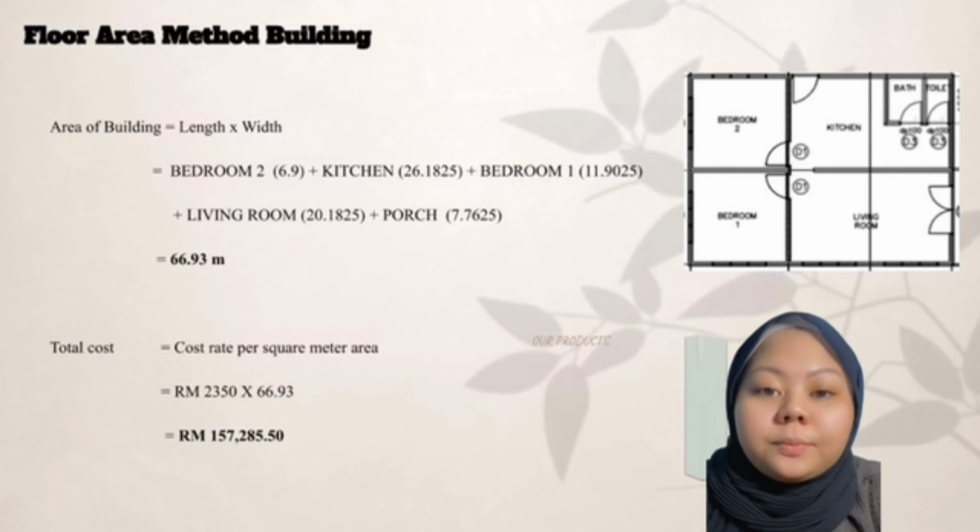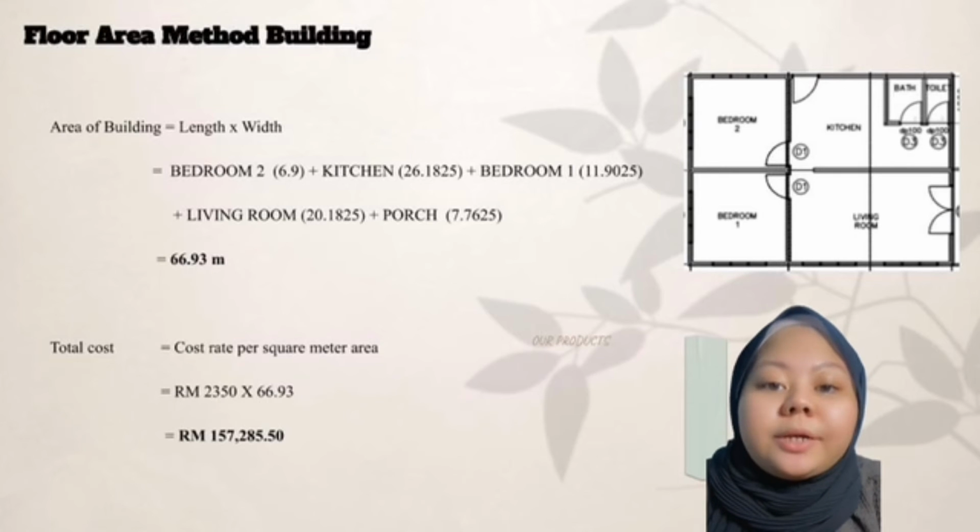Next, I would like to present about the floor area method of the building. The total area of the building is 66.93 meter and the total cost is 157,285 and 50 cents.